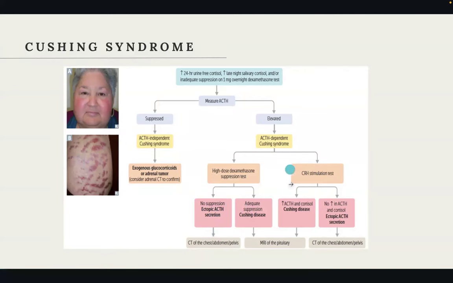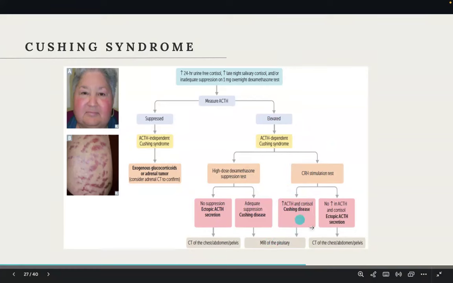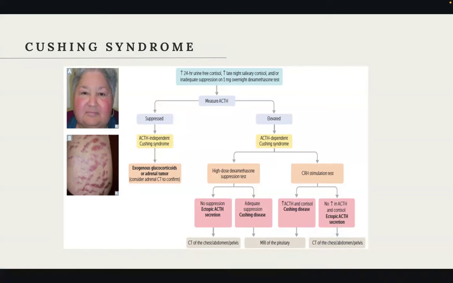Now for CRH stimulation test. This kind of makes sense. The doctor didn't explain it, but let's go through it. So I'm increasing CRH, right? That's from the hypothalamus. It's going to act on my pituitary to increase ACTH. If I've stimulated it and the ACTH did increase and cortisol increase, this is Cushing's disease. But if there is no increase in my ACTH or cortisol, this means that it's ectopic.